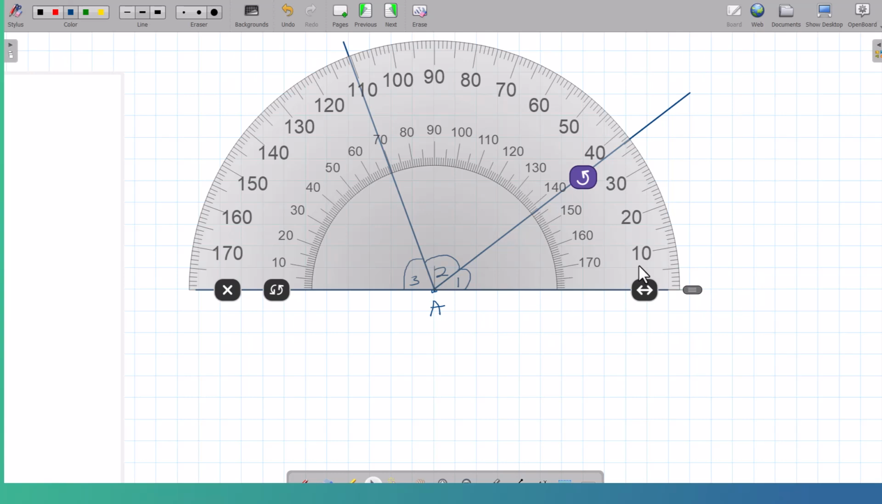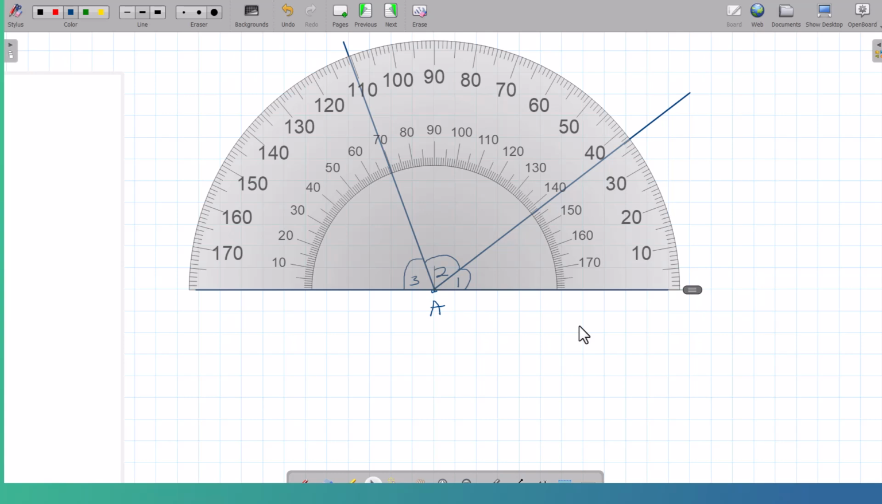So now, if I'm going to measure this angle A1, which is this first one here, I must look at my scale and find out where the zero is. If the zero is inside, I use the inside scale. If the zero is outside, I use the outside scale. On this particular protractor, you don't see the zero, but you can see 170 and 10, right?